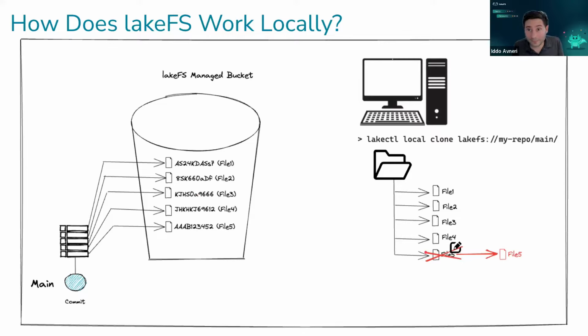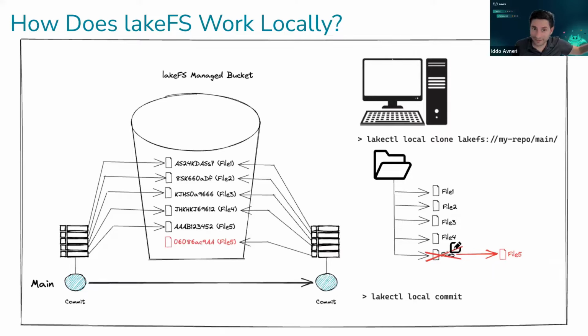And then the next time, when I actually commit those changes, lakectl will go and look at the differences, and that file that was added will be added to the managed bucket and will point to that additional file. So we have the ability to work with the object store remotely, but bring locally the files that we need, edit them, and then commit those changes back to the public cloud where everybody else can also get those details.